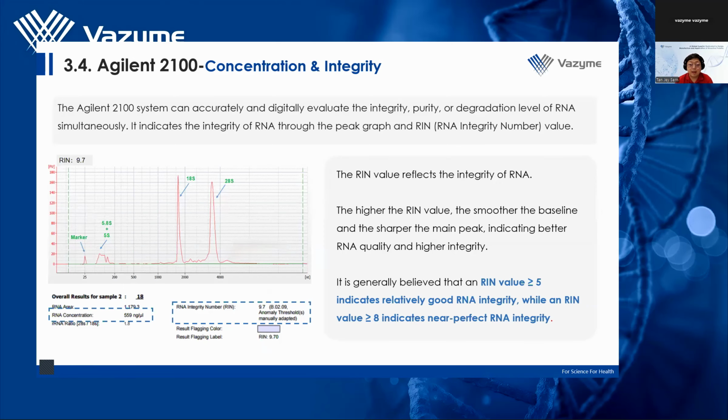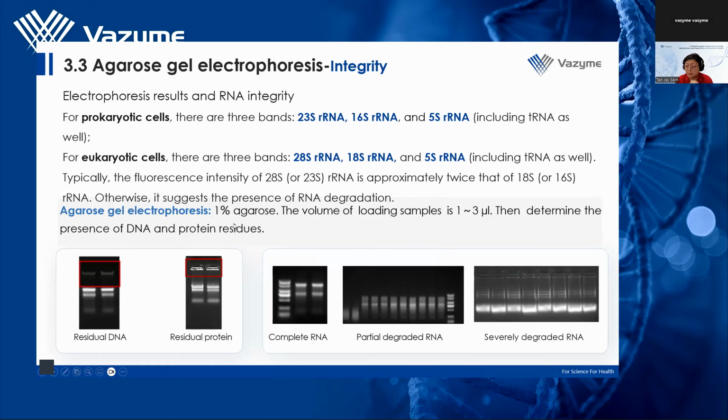Now, assessing the integrity of RNA. Let me go back one slide, apologies for that. To assess the integrity of RNA, agarose gel electrophoresis is frequently used. RNA from both prokaryotic and eukaryotic cells typically forms 3 distinct bands in the gel. If these 3 bands are clearly visible without smearing, it indicates good RNA integrity. Smearing or diffusion indicates RNA degradation, with more severe diffusion indicating more extensive degradation.